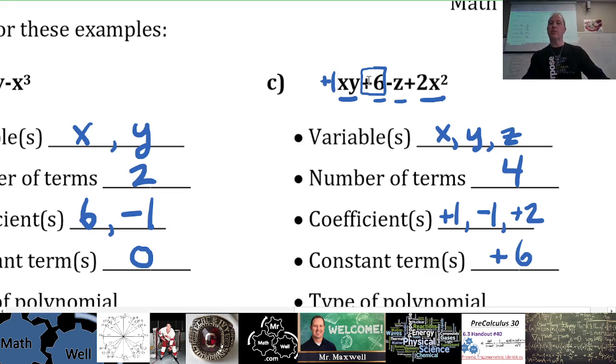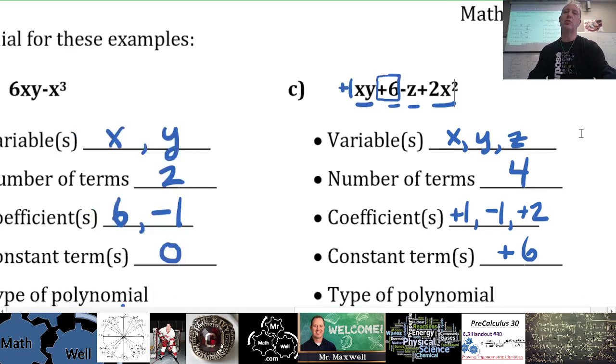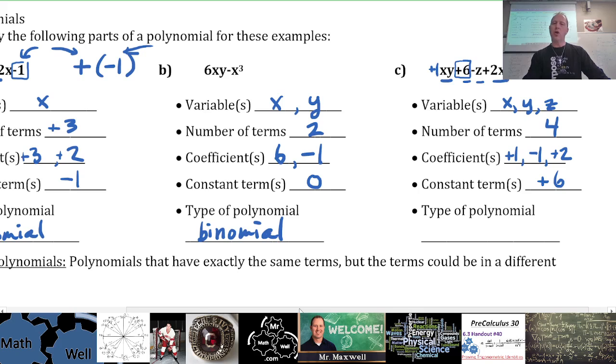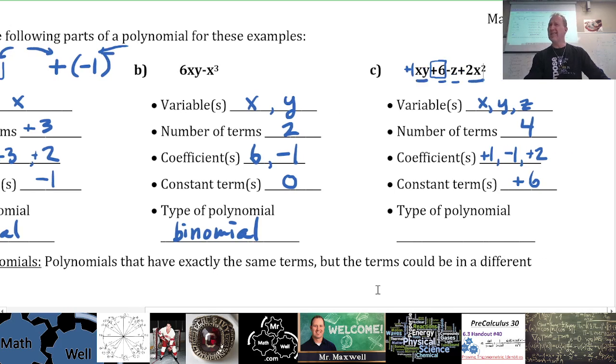All right, the constant term was 6. Now, it doesn't have to be at the end. Usually the constant term is written at the end, but the constant term is 6. The type of polynomial, that was a bit of a trick question. We haven't talked about that one. Monomial, binomial, trinomial. Any guesses? This is a tough one, honestly. Polynomial. Oh, very close. Quadrinomial. Yes, quadrinomial. So that's kind of a bonus. You don't really need to know that one.